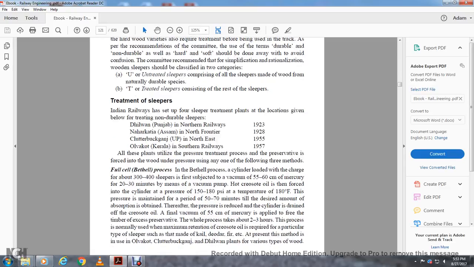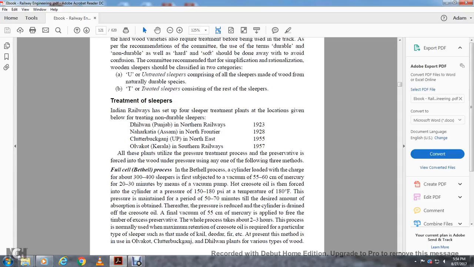Full cell or Bethell process. In the Bethell process, the cylinder is loaded with a charge of about 300 to 400 sleepers, first to draw a vacuum of 55 to 60 centimeters of mercury for 20 to 30 minutes by means of vacuum pumping. Hot creosote oil is then forced into the cylinder at a pressure of 150 to 180 psi and a temperature of 180 degrees Fahrenheit. This pressure is maintained for 50 to 70 minutes until the desired amount of absorption is attained. Thereafter, the pressure is reduced and the creosote oil is drained off. A final vacuum of 55 centimeters of mercury is applied to free the timber of excess preservative. The whole process takes about 2 to 3 hours.